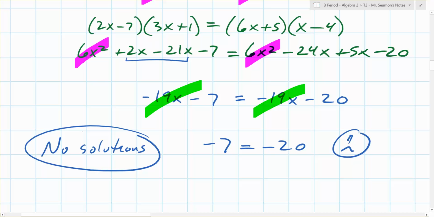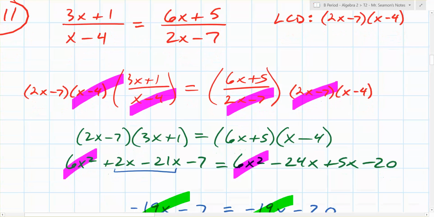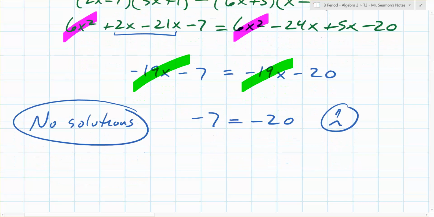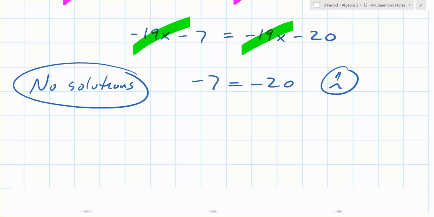Whoa. That's cool. That can definitely happen, assuming our algebra is correct. So for me, on this question, I would then go back and check my algebra to see if I did it correctly. Let's see here. Did I copy it down right? Looks like it. Did I multiply 2x minus 7, 3x plus 1, 6x plus 5, x minus 4? Did I distribute correctly? 6x squared, 2x minus 21. Looks like it. So, assuming all the algebra is correct, what's the answer? No solutions. Same amount of work. You had to show that there are no solutions. Kind of cool.